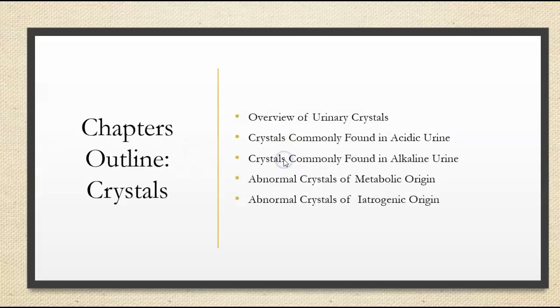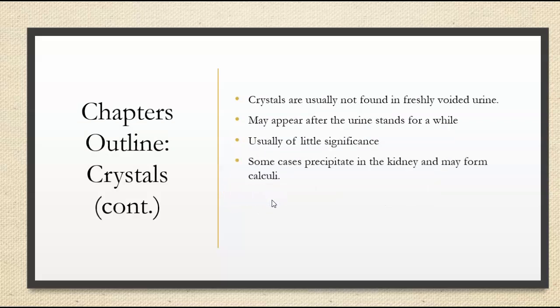All right, good morning. We're going to talk crystals today. So we've already gone through the microscopic examination of our cells and our casts, and now we're going to talk on crystals. We'll take a look at an overview. We'll look at the crystals that we commonly find in acidic and alkaline urines, and then some abnormal crystals that are metabolic in origin and iatrogenic in origin.